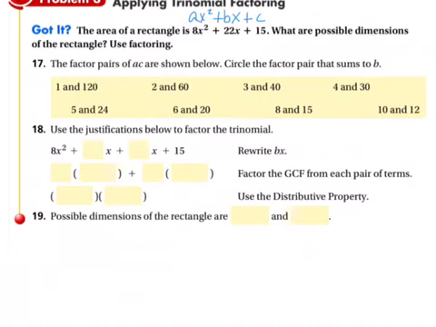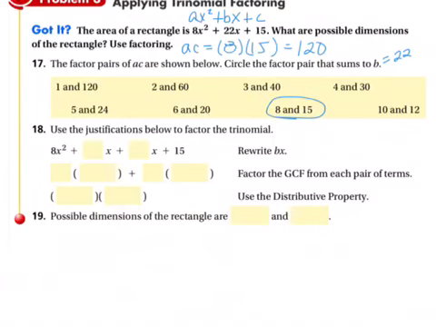We're going to factor the trinomial 8x squared plus 22x plus 15. To start with, we need to determine the factor pairs of AC. To do that, we need to know what AC is. Well, A is the 8, C is the 15. 8 times 15 is 120. So now let's look at the factor pairs of 120. We need to find the factor pair that sums to our B. Our B is 22, and the factors of 120 that sum to 22 are 8 and 15.